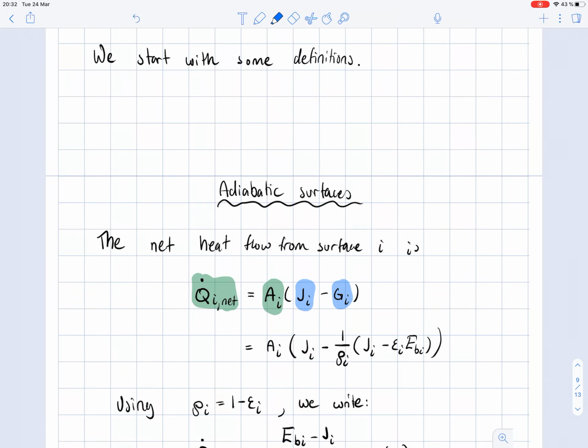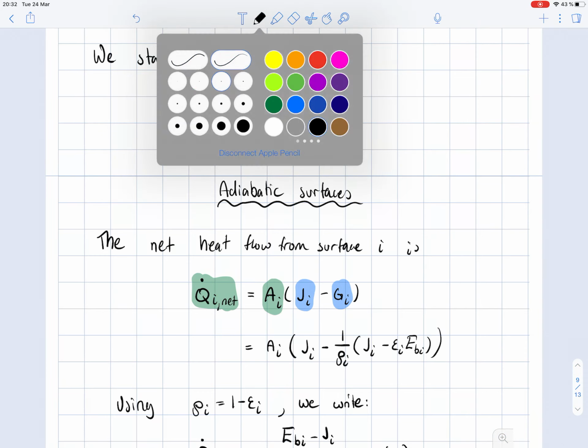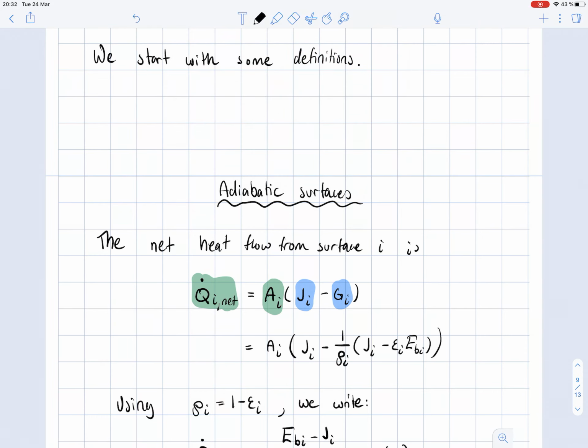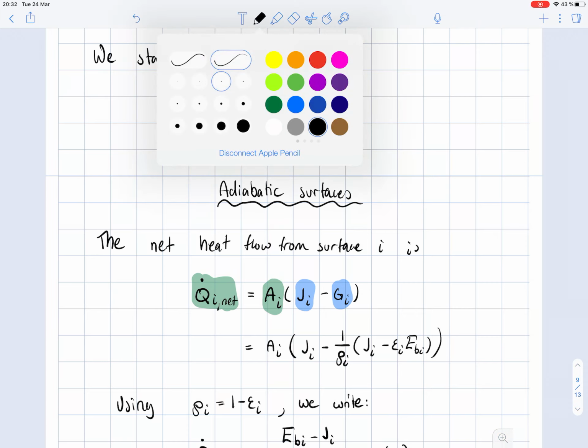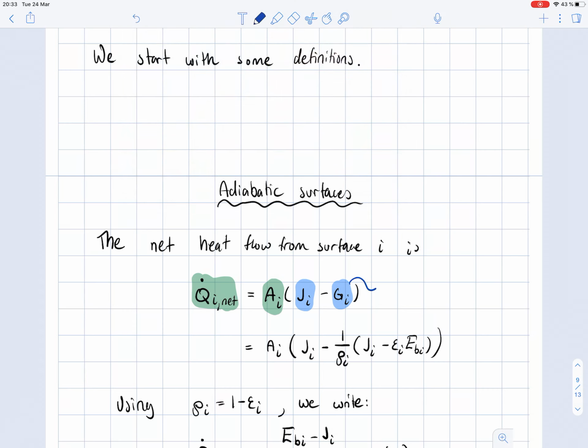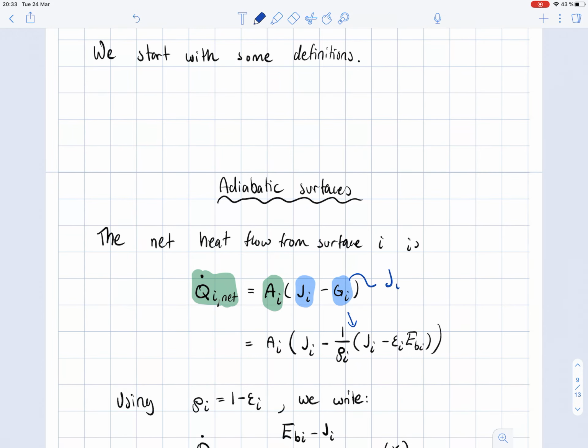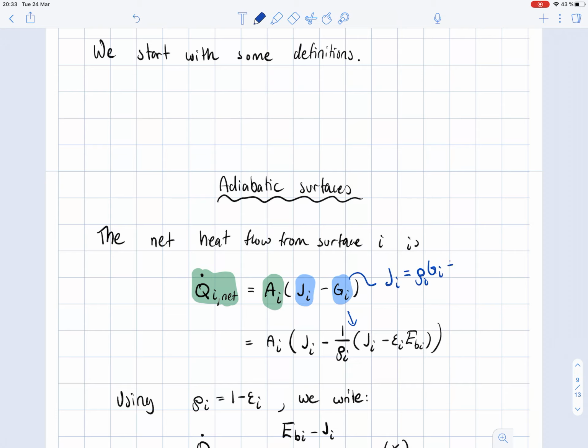So what we want to do here is to change this expression. We can note that the irradiance, Gi, actually goes into the radiosity itself. So we're going from this one to this one. What we have is that the radiosity equals rho I Gi, plus epsilon I E B I.